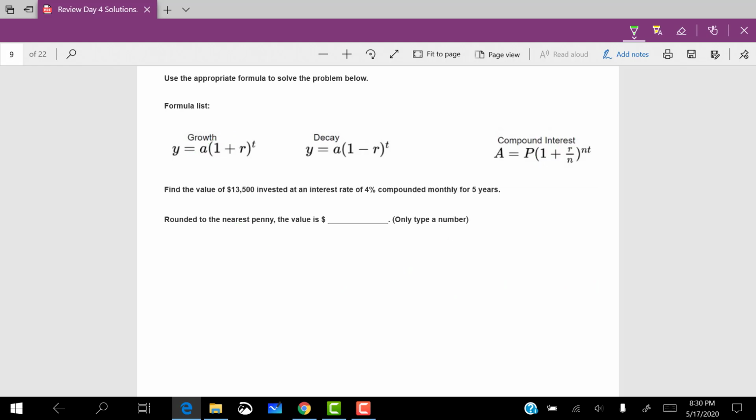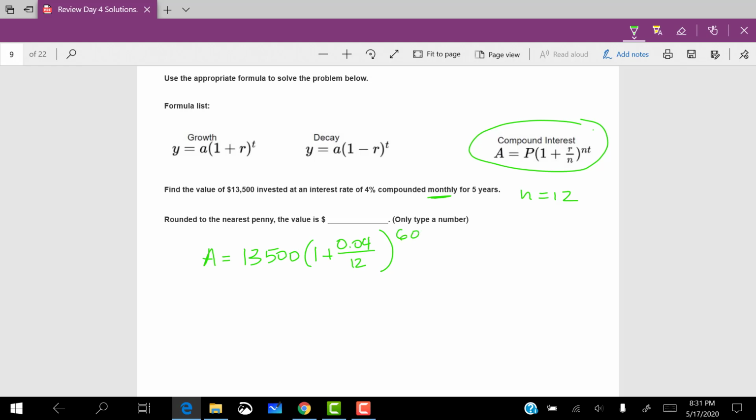Okay, same formula list, but this time it says find the value of 13,500 invested at an interest rate of 4% compounded monthly over 5 years. This is compound interest. So we want to know, if we start with 13,500, how much will we have after 5 years? So the rate is 4%. I have to write that as a decimal. The n is the number of times per year, and this says monthly, so my n is 12. And then the exponent here is 12 times 5, which is 60.